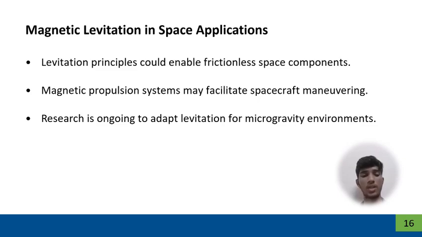In space engineering, magnetic levitation could help create frictionless machines that work smoothly in microgravity. Magnetic propulsion could become an alternative for spacecraft movement. Scientists are exploring how maglev can be used in satellites, docking systems, and robotic mechanisms in space.